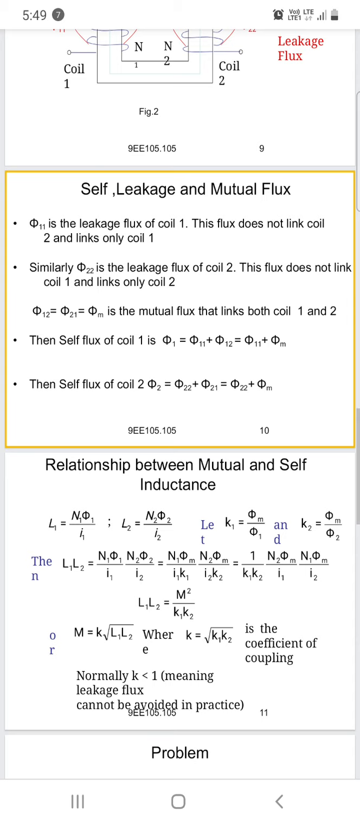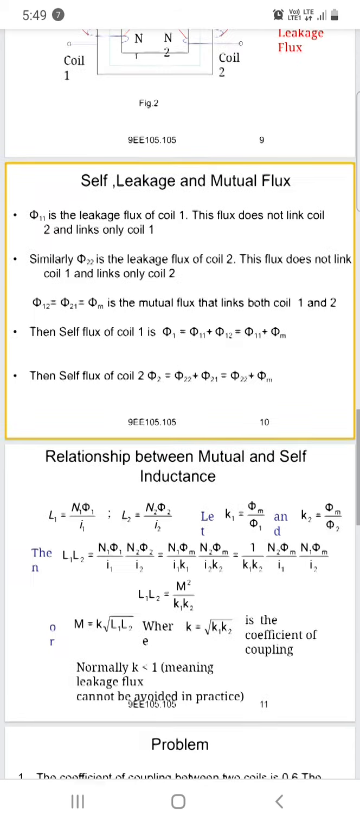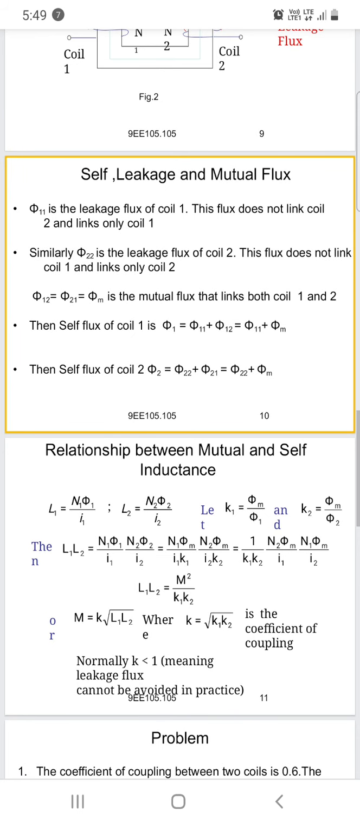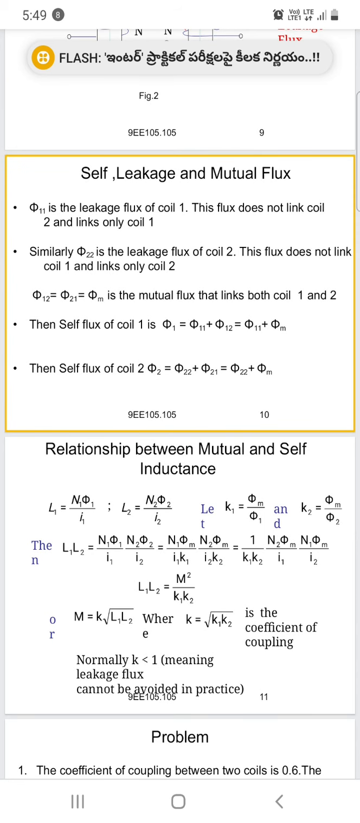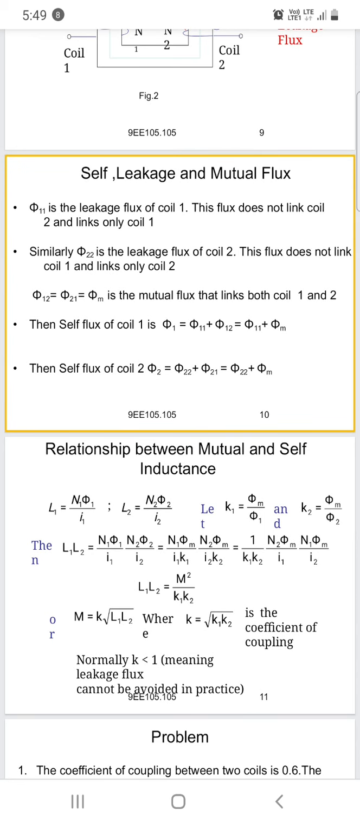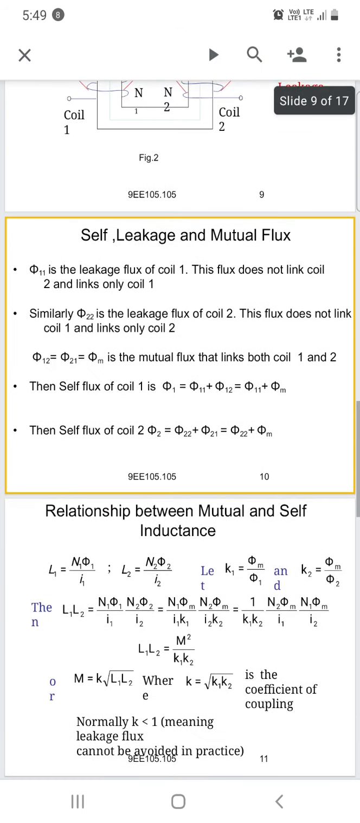Next, phi 12, which is the flux linking between coil 1 and coil 2, is equal to phi 21, which is equal to the maximum flux. Here phi m is called the mutual flux. The flux will be maximum in between coil 1 and coil 2, so this is called the mutual flux that links both coil 1 and coil 2.